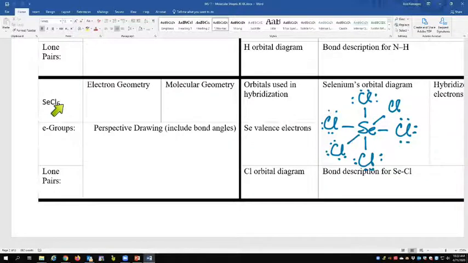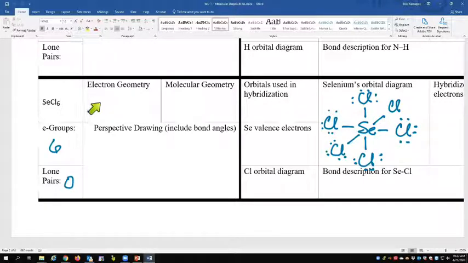So there's identifying the molecule, electron groups. It wants us to look at our Lewis structure and identify how many electron groups are around the central atom. Well, there's 1, 2, 3, 4, 5, 6 bonds, right? So we have 6 electron groups. And then it's asking, how many lone pairs on the central atom? I look at this central atom, selenium, and there are no lone pairs. So that's 0.